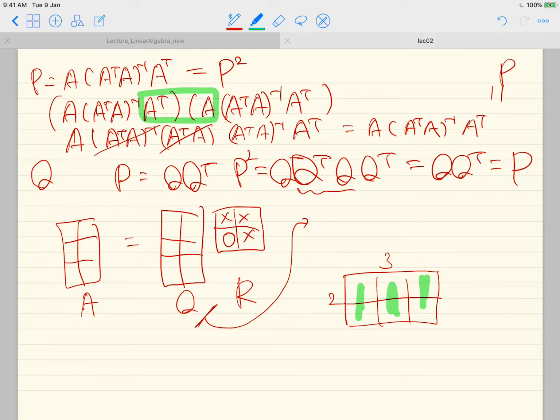So again, the number of rows should be equal to or greater than the number of columns in order to be a matrix that has orthonormal columns. So again, let's clarify the terms.